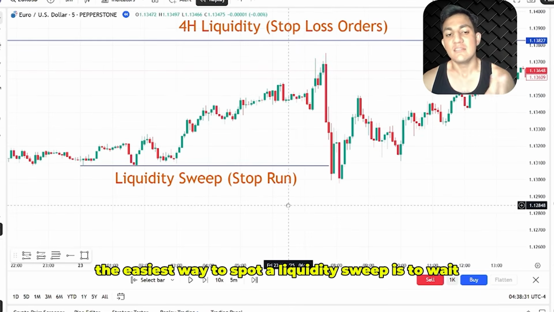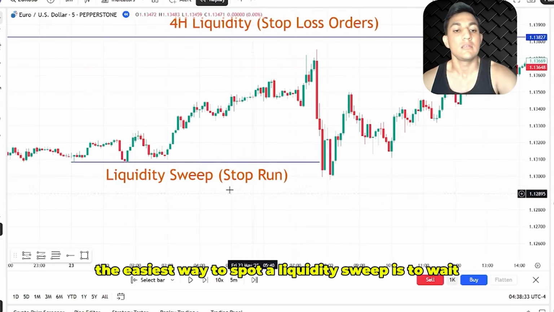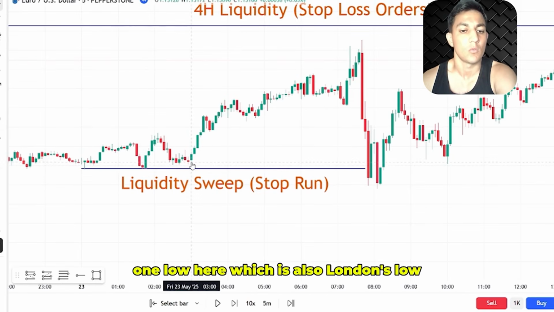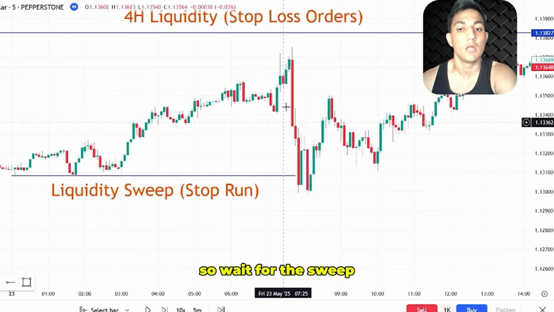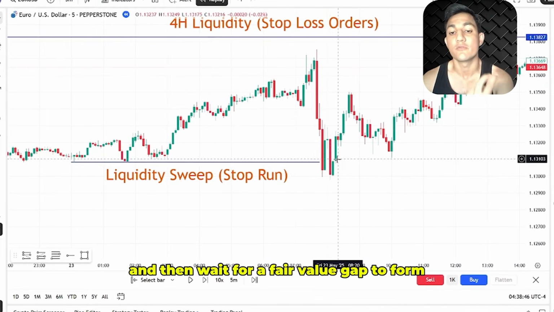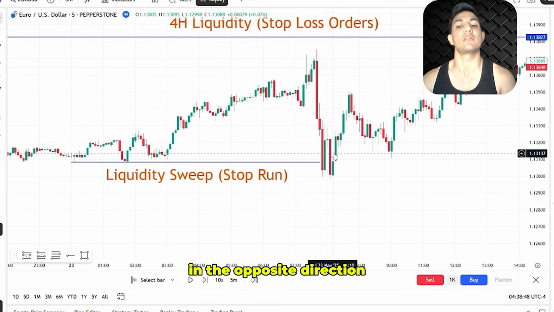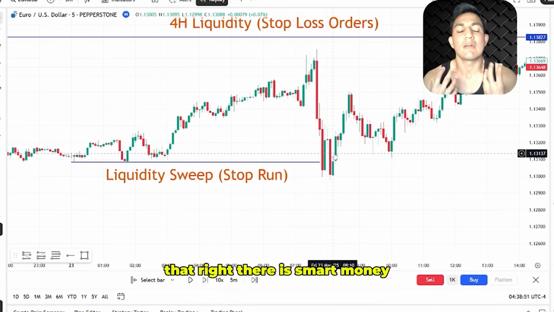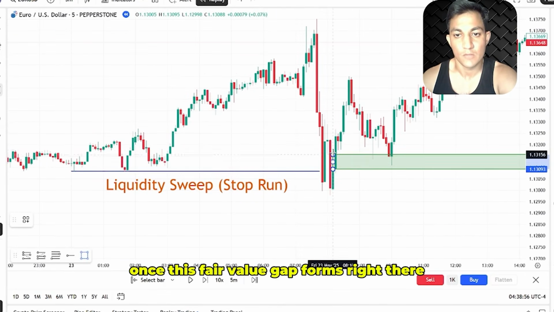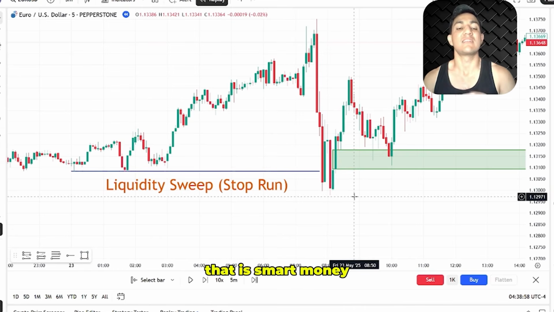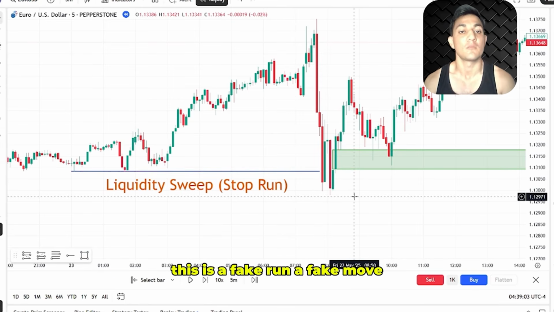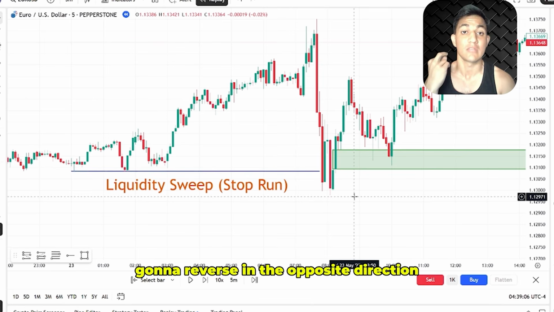Now, the easiest way to spot a liquidity sweep is to wait for a stop run, right? So we see these lows here. We've got one low here, one low here, one low here, which is also London's low. So wait for the sweep, wait for price to come and take out stop loss orders, and then wait for a fair value gap to form in the opposite direction, because that right there is smart money literally screaming at you. Once this fair value gap forms right there, that is smart money screaming at you that this is a liquidity sweep, this is a fake run, fake move, and that price is quickly and aggressively going to reverse in the opposite direction.